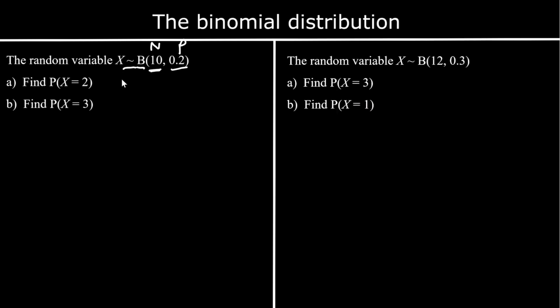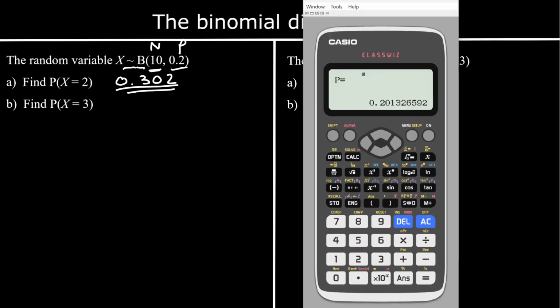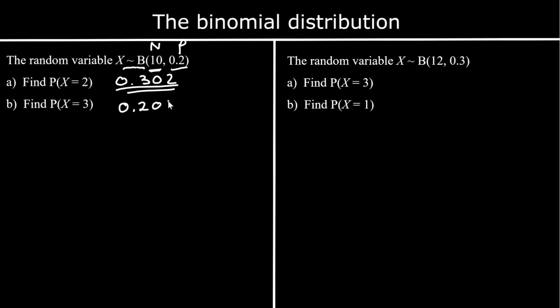0.302, or 30.2%. And that's our answer for part A. For part B, we just need to change X into 3. So change X into 3, and we get 0.201. And that's our answer.